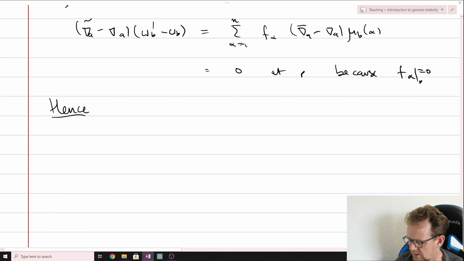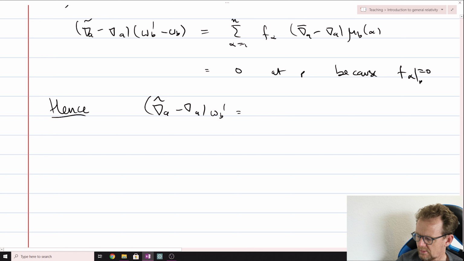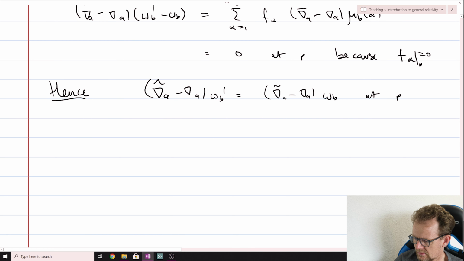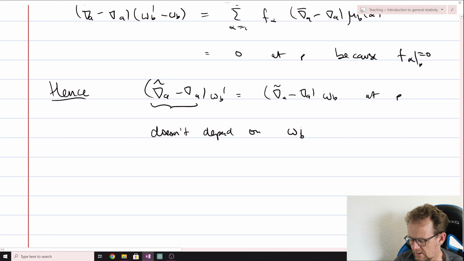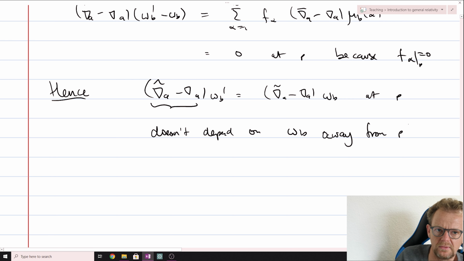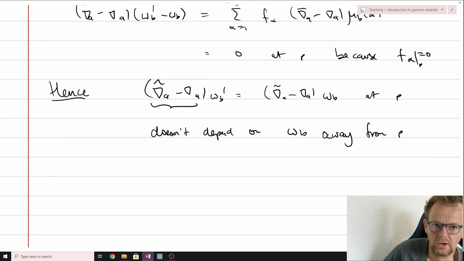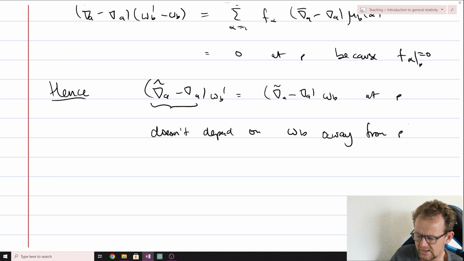Hence, we've learned that delta A twiddle minus delta A applied to our alternative dual vector field omega b prime is equal to delta A twiddle minus delta A applied to omega b at p, for all omega b primes that are equal to omega b at p. So the difference here doesn't depend on omega b away from the point p. The difference of these derivative operators applied to some dual vector field only depends on the value of the dual vector field at the point p. And that's pretty amazing, right?